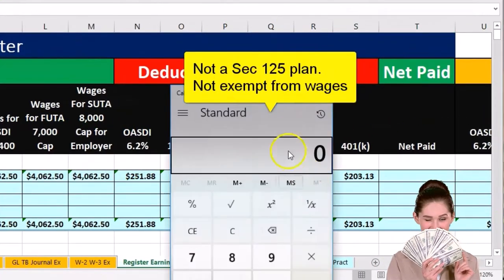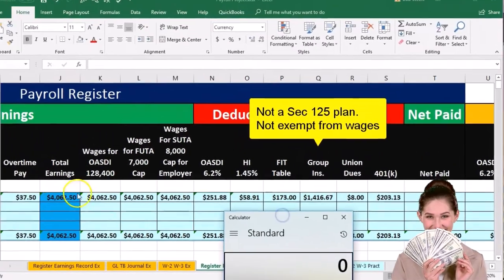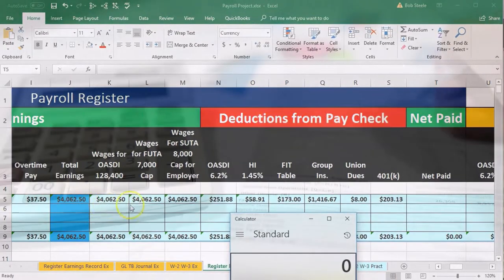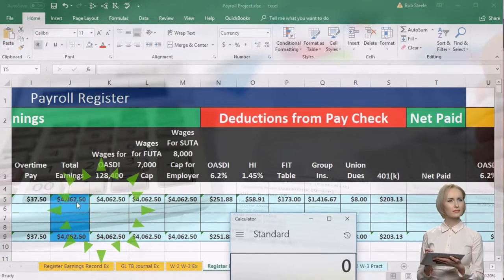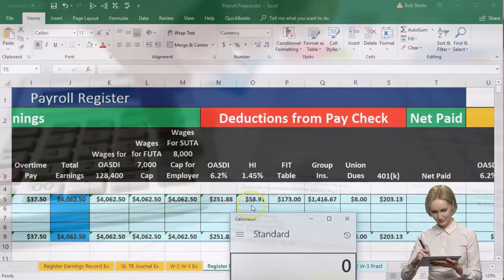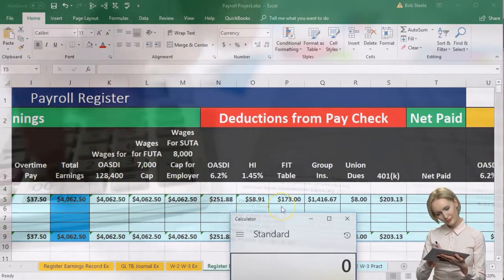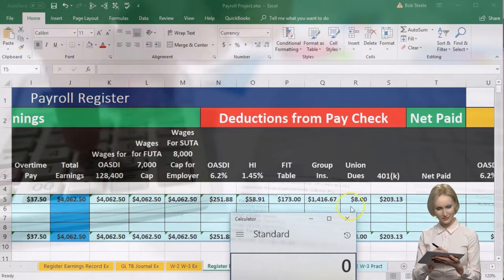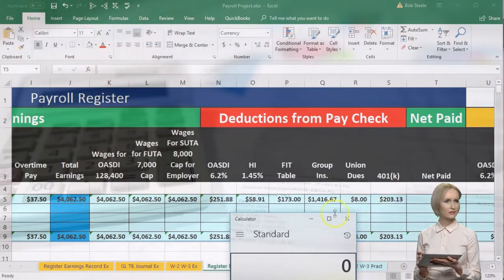So this is going to be the actual paycheck. So what we have here is our total earnings here. We'll pick up this one. These are the same, but just this number. And then everything that we took out: OASDI, HI, Medicare, Social Security, federal income tax, FIT, group insurance, union, and the retirement plan 401k.